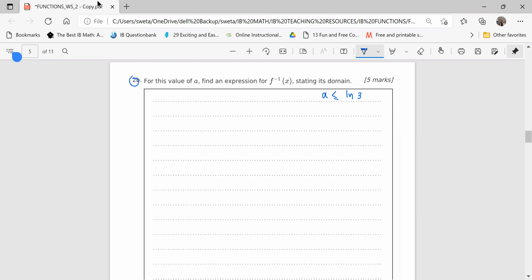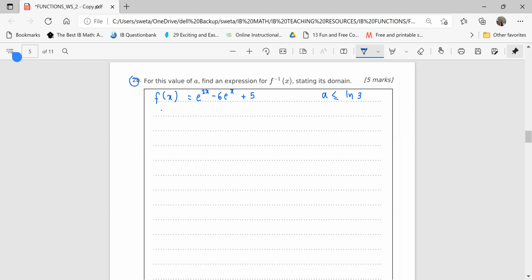And f(x) as given in the question is e to the power 2x minus 6 e to the power x plus 5. Now I'm sure you all know that when we find an inverse function, we have to interchange our x and y, right? Instead of x being the input, y becomes the input and x becomes the output. So let's see how we can do that.